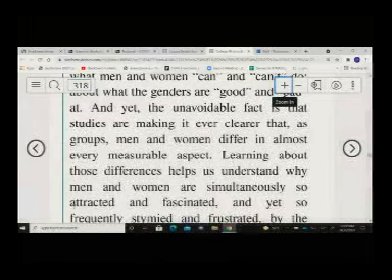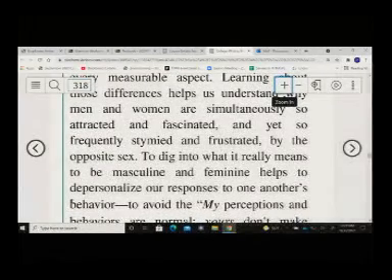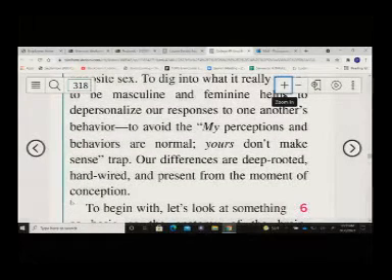Learning about those differences helps us understand why men and women are simultaneously so attracted and fascinated, and yet so frequently stymied and frustrated by the opposite sex. To dig into what it really means to be masculine and feminine helps to depersonalize our responses to one another's behavior, to avoid the "my perceptions and behaviors are normal, yours don't make sense" trap. Our differences are deep-rooted, hardwired, and present from the moment of conception.